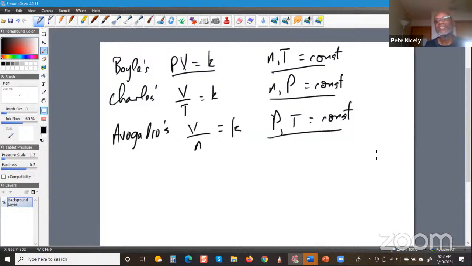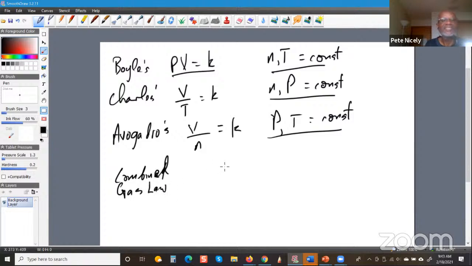So this begs the question, what would be the case if all 4 variables vary? If the pressure, the number of moles, the temperature, and the volume all vary. Well, that brings us to a new law, which is not really new, it's a combination of these 3 laws, known as the combined gas law.